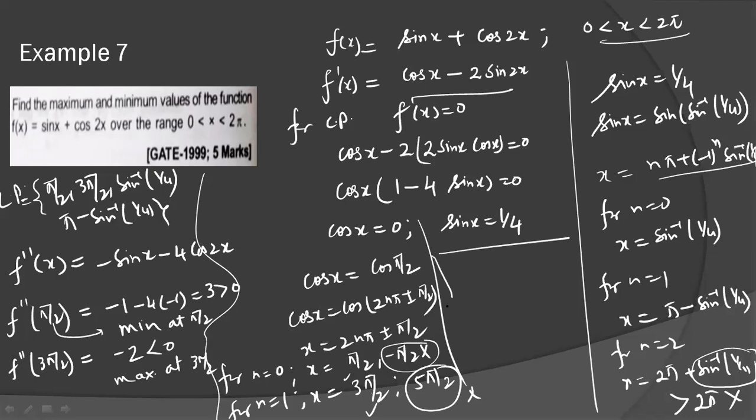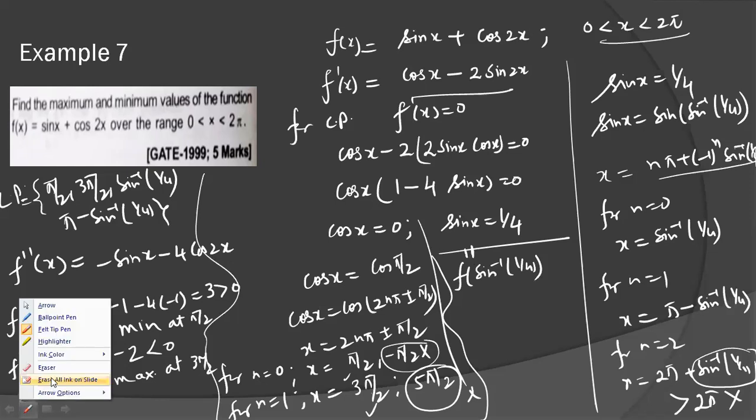Similarly, you can check at sine inverse 1 by 4. How to find it? If you have sine inverse 1 by 4, you can find cos 2x also using inverse trigonometry. You have double dash at sine inverse 1 by 4. Okay, let's see.